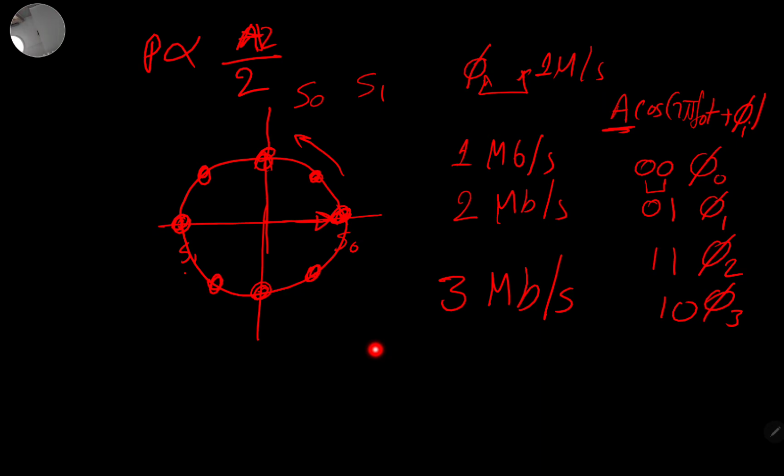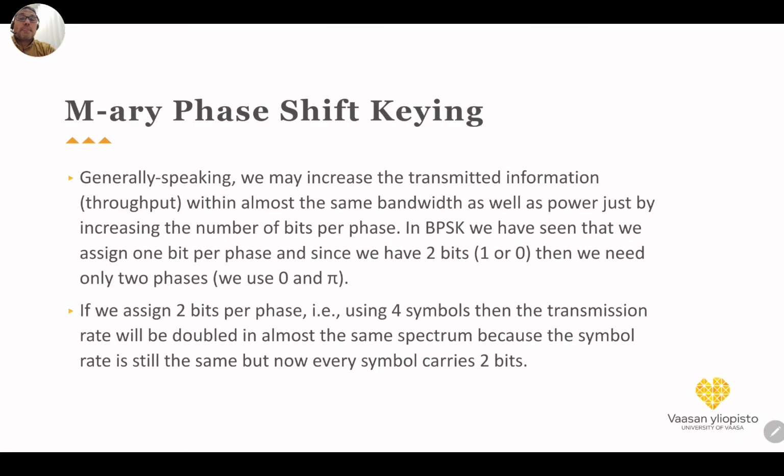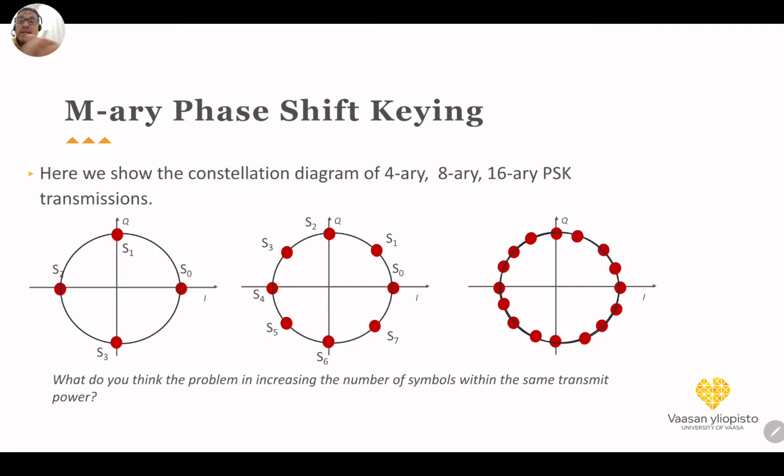This we will see. Let us go back to our slide. You can see this is what I just described on the blank slide, increasing the symbols. What we lose here actually is an increased probability of error. This is the cost that we pay by increasing the number of bits per phase.